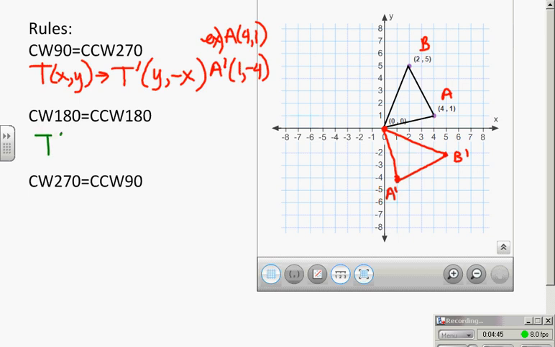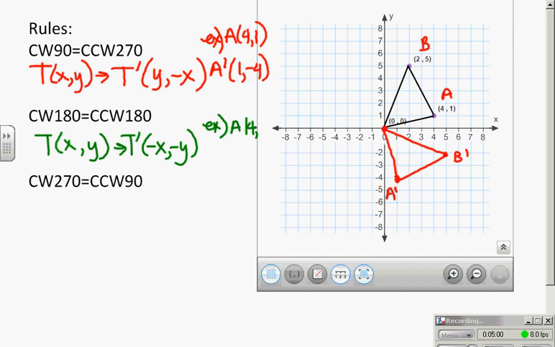Now, if I think about 180, we talked on the previous screen that I need to somehow end up with opposite signs, and that is what the rule says.